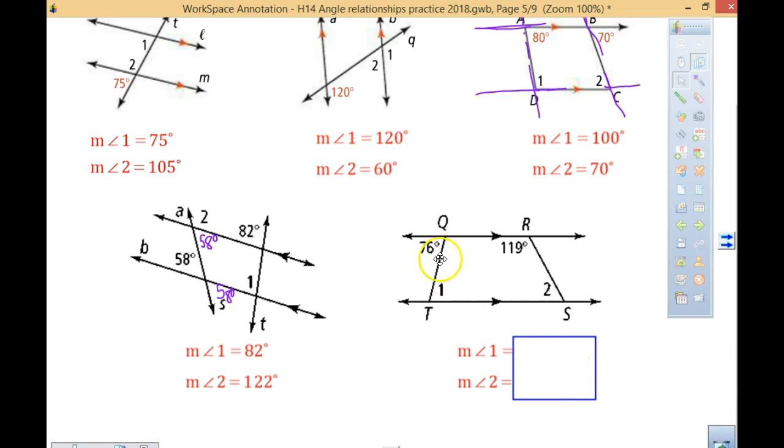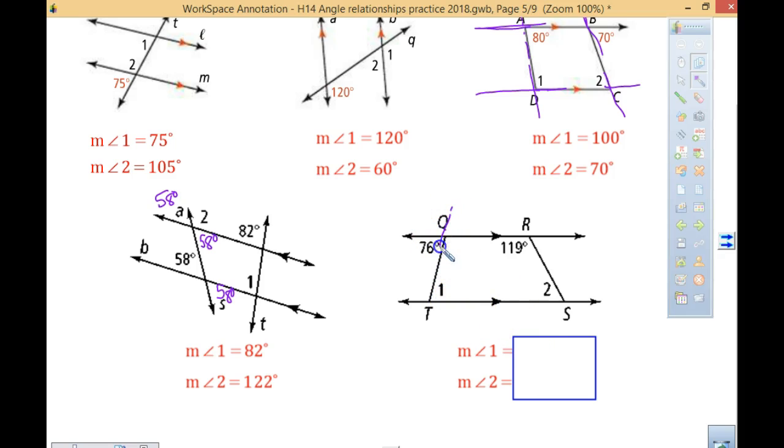Right? Wait, so wouldn't A and 58 be corresponding? A and 58 would have been corresponding, so you could have had 58 up here also, or you could have had it down here. So when you look at those, sometimes you might have to find other angles in order to get to the one that you're looking at. Okay? So as we take a look at this last picture on this page before we go on, angle 1 and 76 are what kind of angles? 1 and 76.